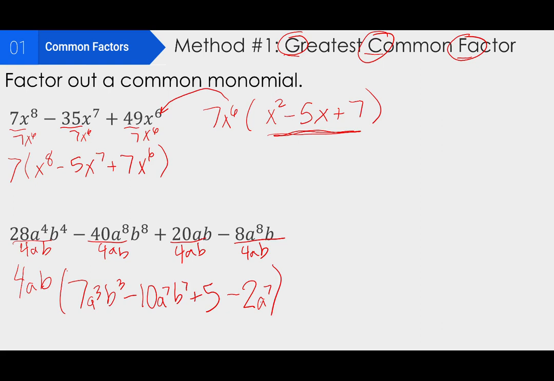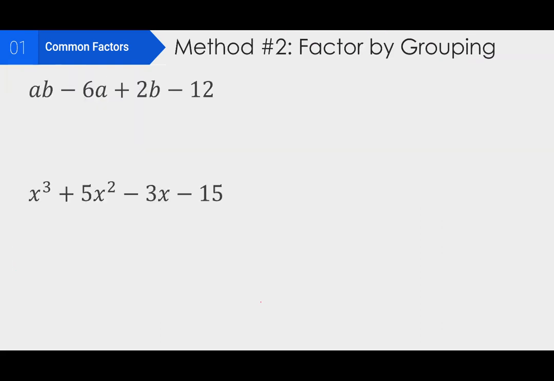Okay, we can factor out a common monomial, but it is also true that we can factor out a common binomial. We factor out two terms at a time. Here's what I mean. So if you look at this first polynomial, ab minus 6a plus 2b minus 12, all four terms have no common factors. I could factor out a 1, but it wouldn't change anything. I can't factor out an a or a b or a 2 from everything, and so I just can't do it.